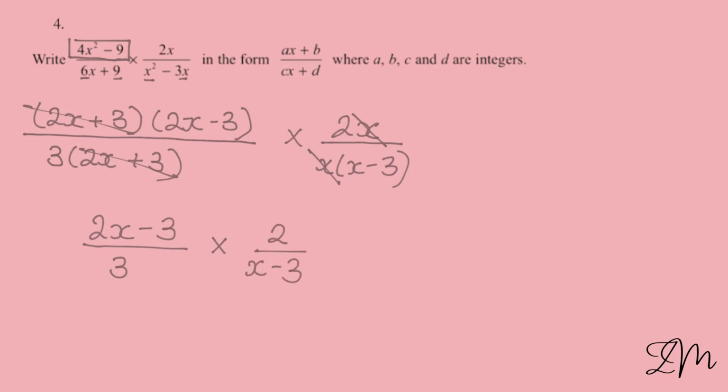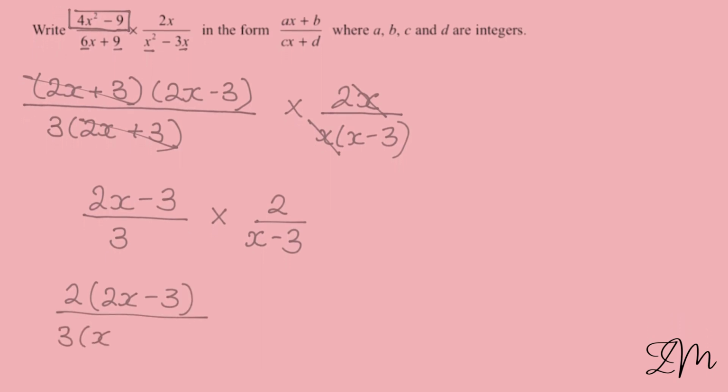And the same way we do with normal numbers, we multiply the top and we multiply the bottom. So 2 multiplied by 2x minus 3, 3 multiplied by x minus 3, which gives us 4x minus 6 over 3x minus 9.